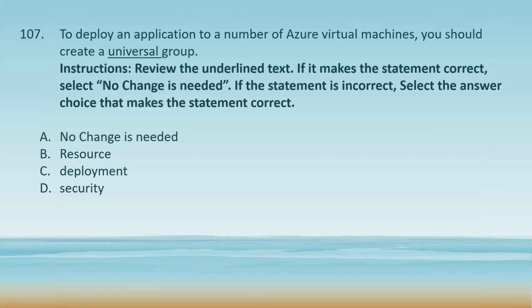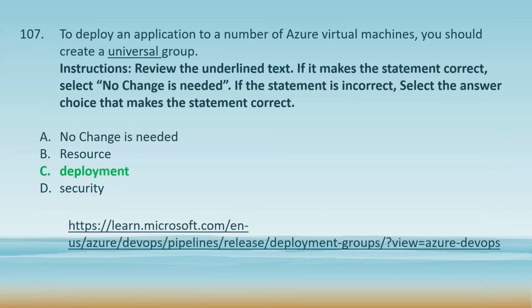So if you think the statement is correct, you need to choose no changes needed. And if you think the statement is incorrect, then you need to choose the right option. Your options are A, no changes needed, B, resource, C, deployment, D, security. So this statement is definitely not correct. The correct answer is C.